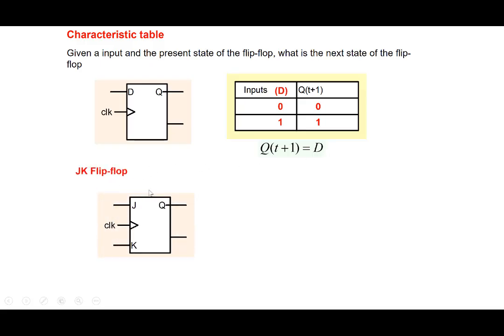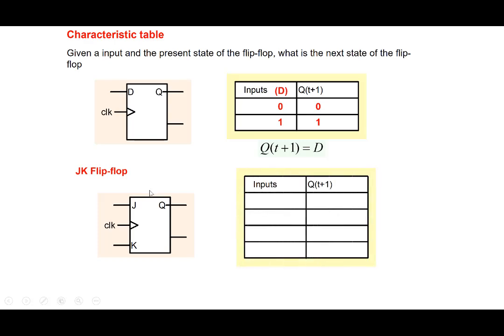There's another flip-flop called the JK flip-flop, and its characteristics are as follows. When JK is 0, 0, the flip-flop is in the hold state. Q(t+1), the next state, is the same as Q(t), which means if J equals 0 and K equals 0 and a positive clock edge comes, Q will remain equal to its previous value. If J equals 0 and K equals 1, we call it reset; the flip-flop gets reset. When J equals 1 and K equals 0, the flip-flop gets set. And when J equals 1 and K equals 1, the flip-flop toggles.